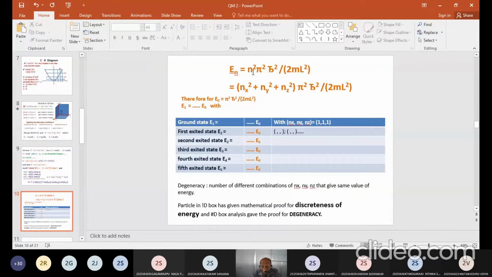All right, but what is n²? n² is as such nx² plus ny² plus nz². But what values can nx, ny, and nz take? They can take 1, 2, 3, 4, and so on, right? Now, when you have seen this, what is E1 equivalent to?